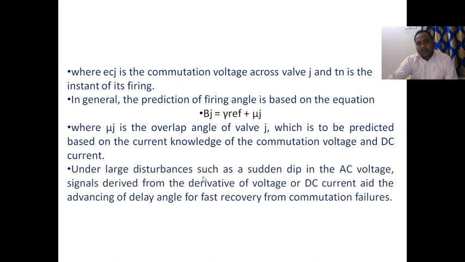Under large disturbances such as a sudden dip in the AC voltage, signals derived from the derivative of voltage or DC current are used for advancing the delay angle for fast recovery from commutation failures.